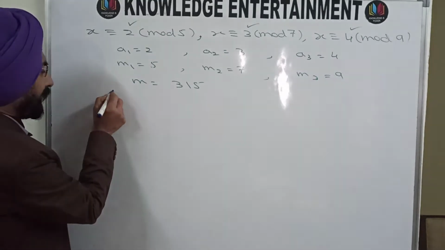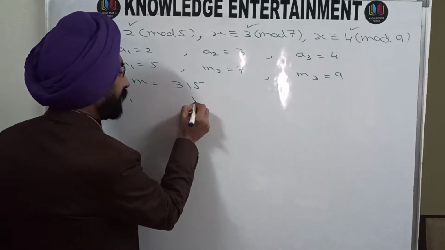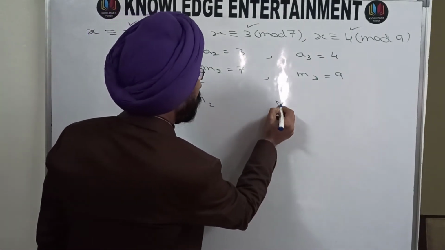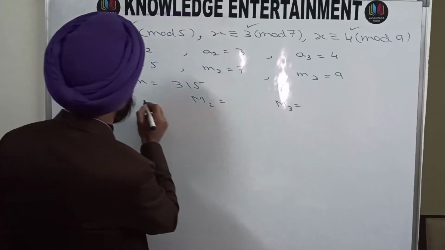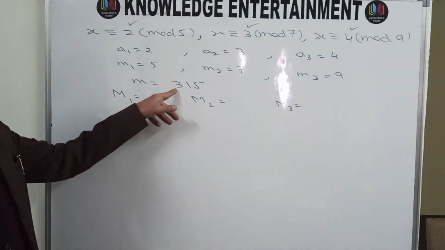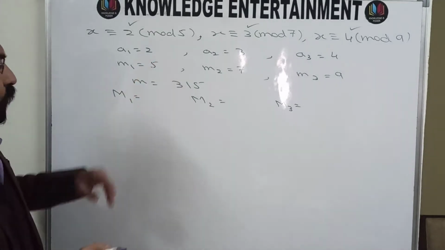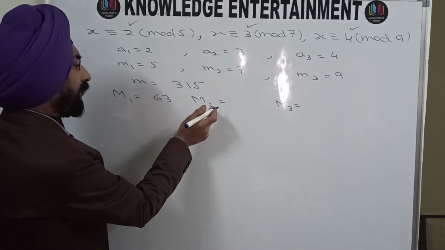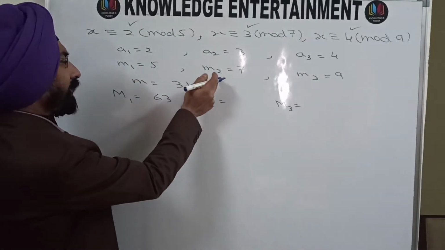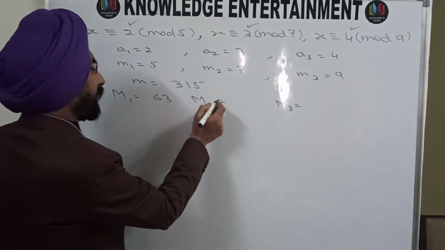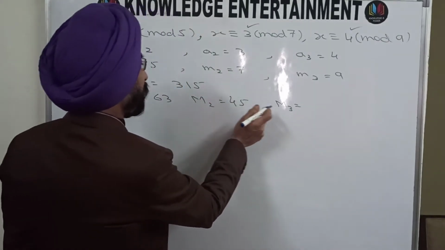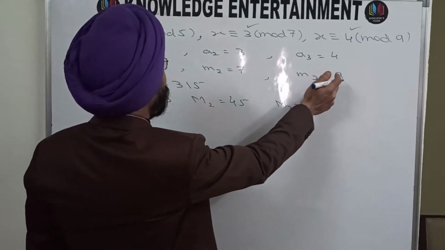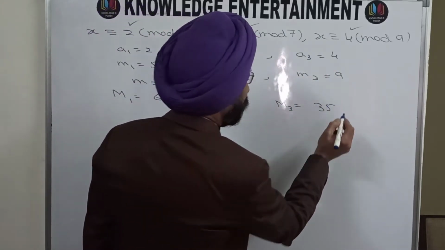Now capital M1, capital M2 and capital M3. Capital M1 means m divided by small m1. So when you divide, you will get 63. Similarly, M2 is m divided by small m2. So dividing, you will get 45. And similarly, capital M3 will be 315 divided by 9, that is 35.